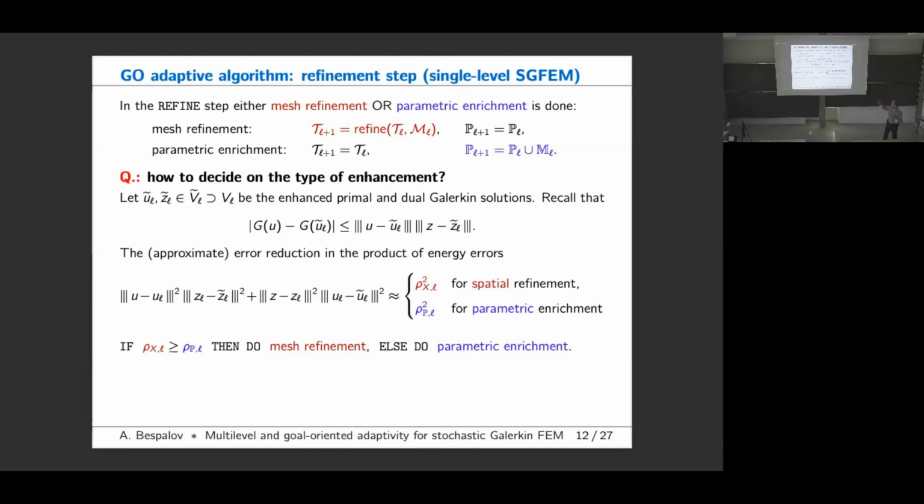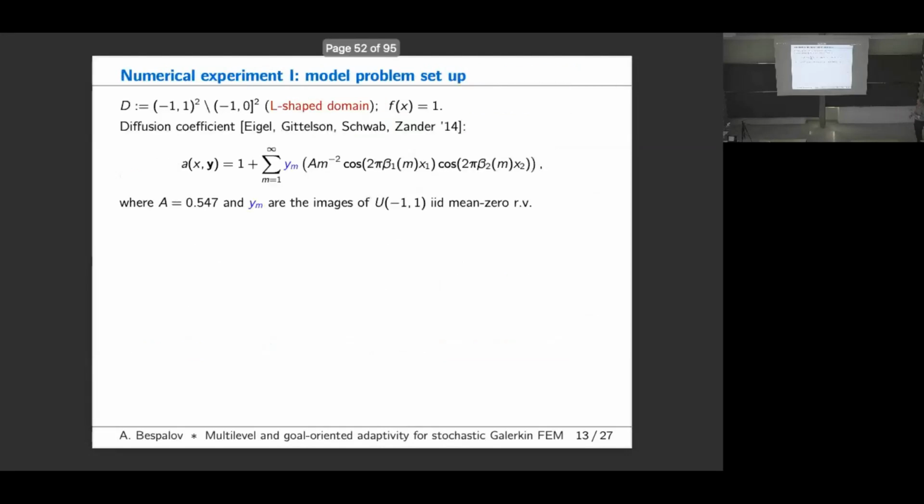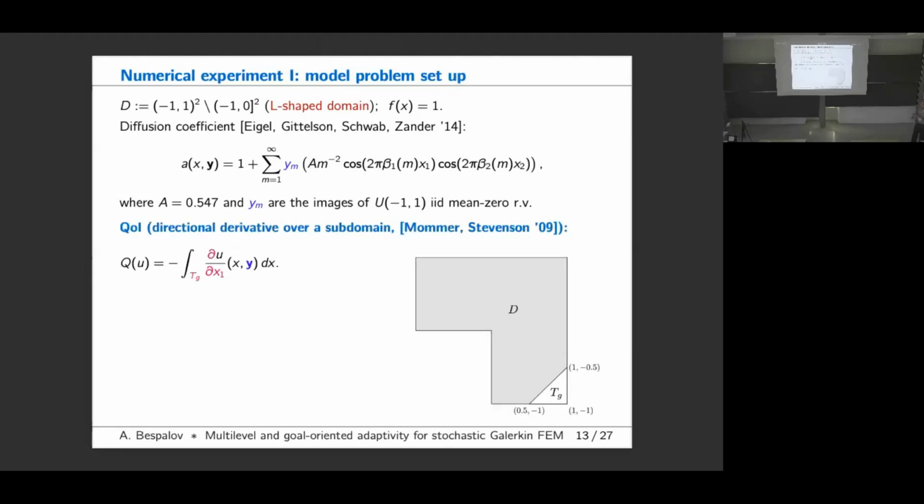And this is in the context, as I say, of single level, right? A quick numerical experiment, the benchmark problem from an earlier paper, with this expansion of the diffusion coefficient based on Fourier modes. Parameters are images of uniform random variables, identically distributed, mean 0. And we throw this twist into the problem by considering the goal functional, which is associated with the component of the flux in this corner of the domain.